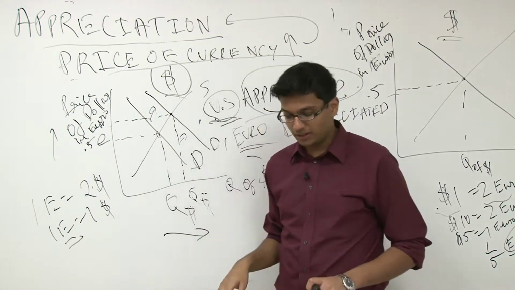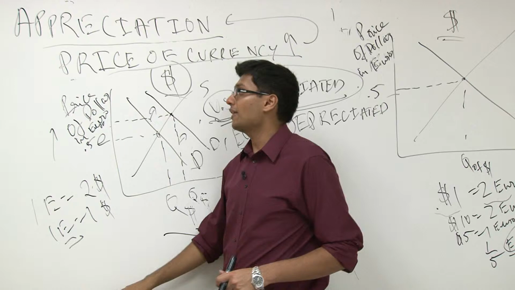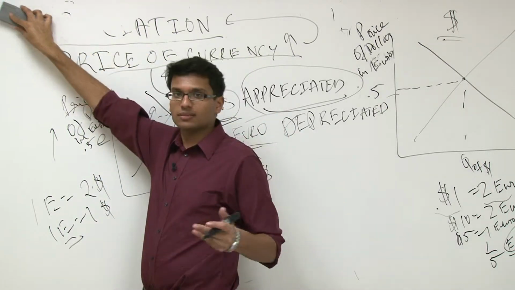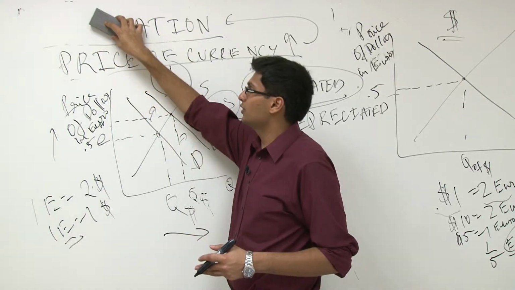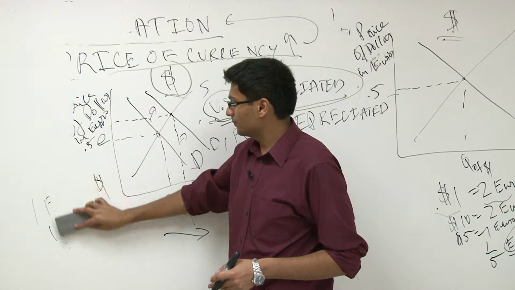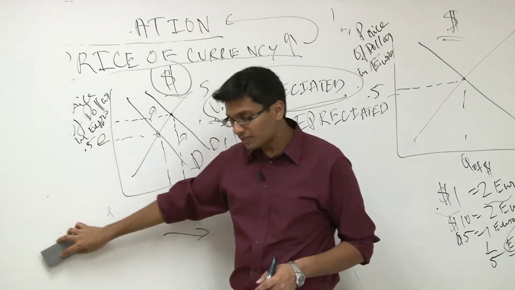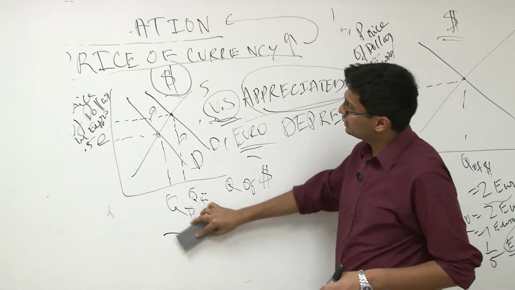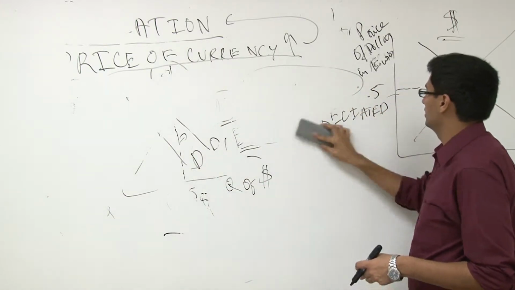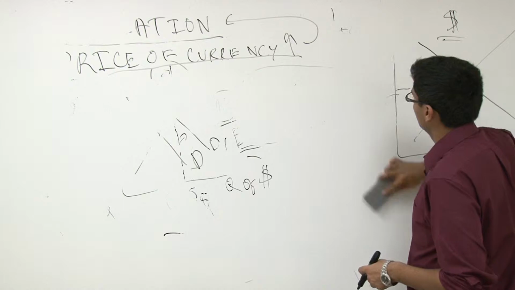All right, let's talk about depreciation, okay? And after depreciation, we'll talk about why currencies appreciate and depreciate. I'll give you guys an example of each initially. We've given you an example of appreciation. But let's give you guys an example of depreciation, okay? So let's go ahead and erase this part.